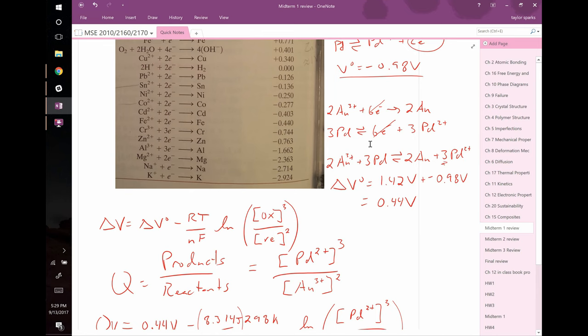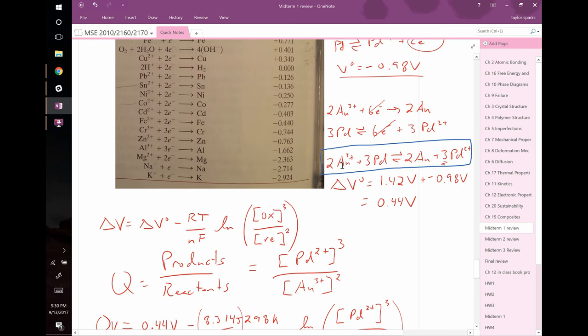Yeah, question? Can you go over how you choose which one goes on top? Okay, so again, it's products over reactants. Let me circle it in a different color. This is our chemical equation, right? So if we do products over reactants, our products are palladium ions and gold metal. Since gold's a metal, it's a solid, we can just ignore it, right? Palladium, because it's an ion, we have to replace that with concentration. We raise it to the 3 power because it's got this 3 coefficient. Now these are our reactants. Palladium's a metal, we can ignore it. But gold ions, we have to use the concentration.